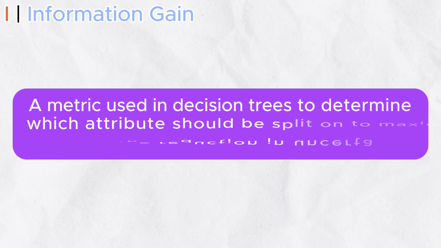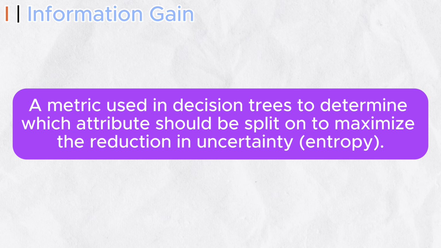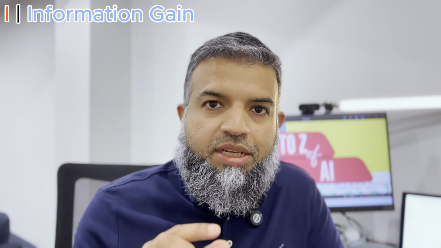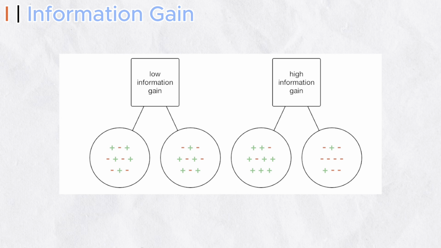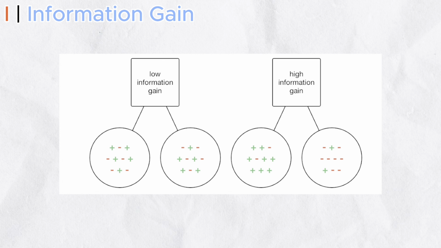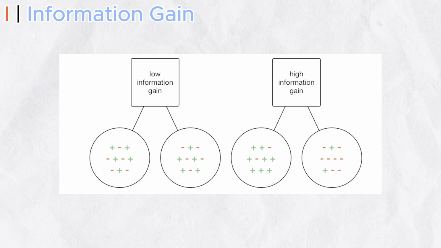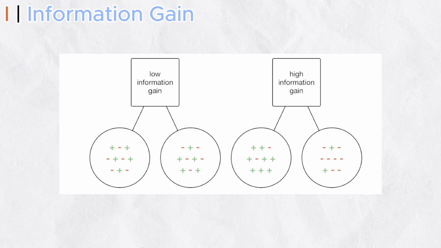I for information gain. Information gain is a metric used in decision trees to determine which attributes should be split on to maximize the reduction in uncertainty. Information gain helps the decision tree choose which feature to split that will give the most benefit. For example, in a decision tree for predicting loan defaults, information gain can be used to select the best attribute, such as income or credit score, for splitting the data.